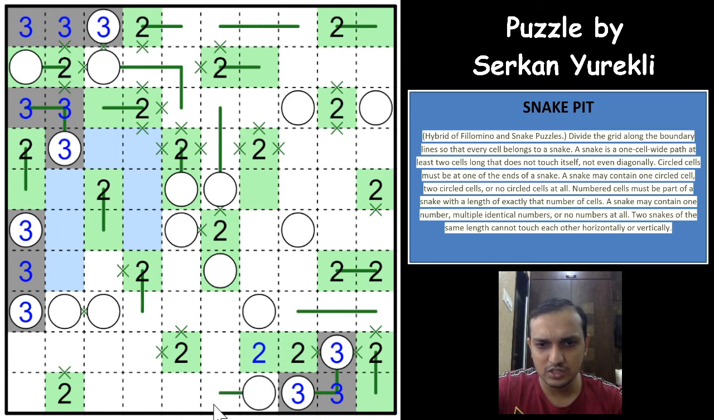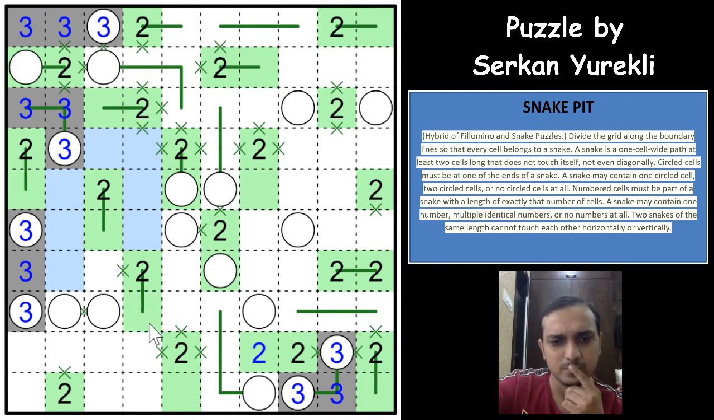So let us extend this, and you have a cross here, so you have a line here for 2, and this would have to be a 4 at least. Superb. So you have a color here as well. Okay, so we can mark a line here as well.